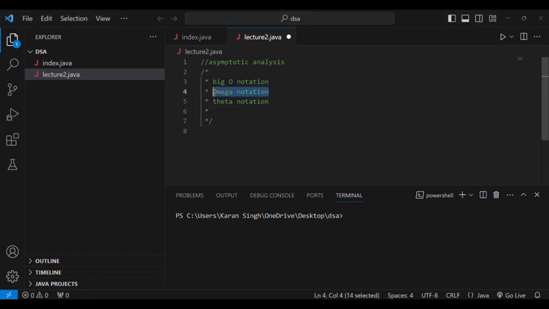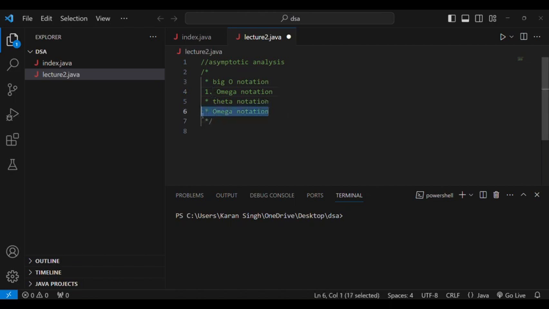We read about omega notation. Omega notation is also known as the best time complexity because it represents the lower bound of the running time of an algorithm. Thus, it provides the best case complexity of an algorithm. Thus, we determine that omega notation is the best one. So our priority gives it 1. And let's read about the theta notation.